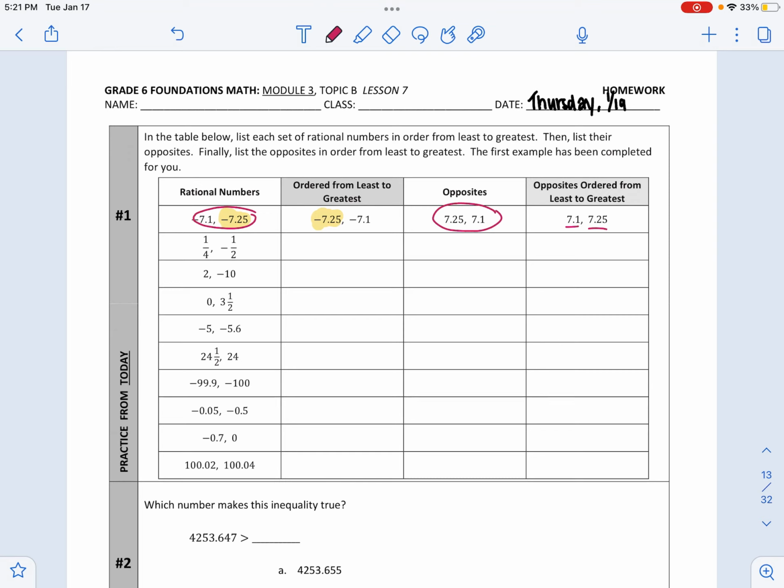Let's look at another example. Ordered from least to greatest, I know that negative 1/2 is less than 1/4. The reason is that negative 1/2 is less than 0. It's in the negatives, whereas 1/4 is positive.